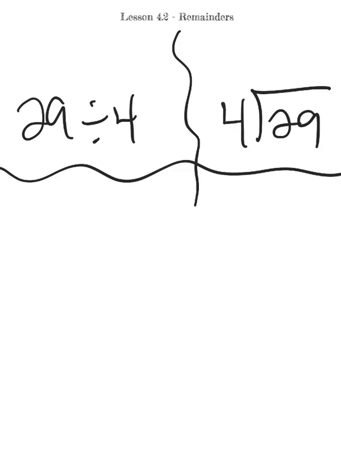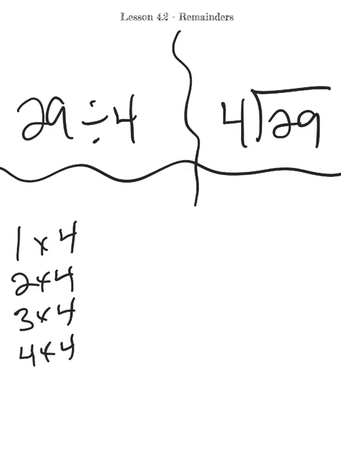So I'm not going to do counters this time. What I want to do is I'm going to go back to 4.1 and use my factors. So if I'm going to set up my factors like this, 1 times 4, 2 times 4, 3 times 4, 4 times 4, 5, 6, 7, 8. I ran out of room there, but that's okay.